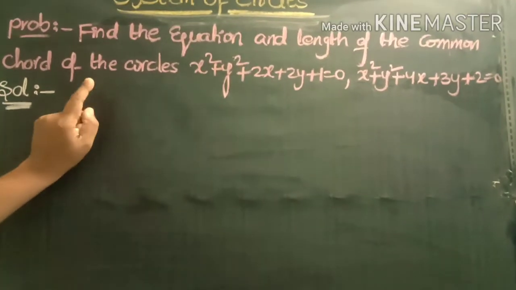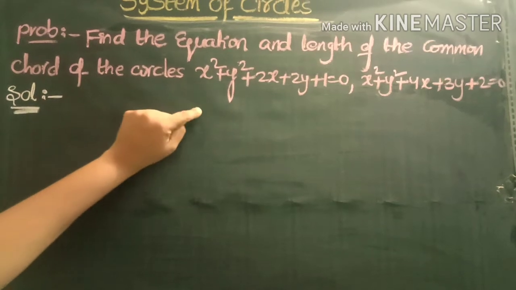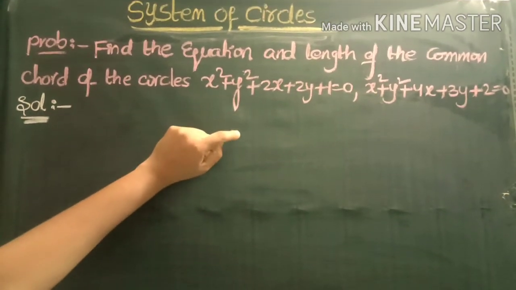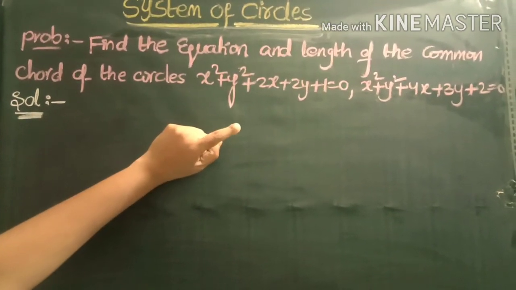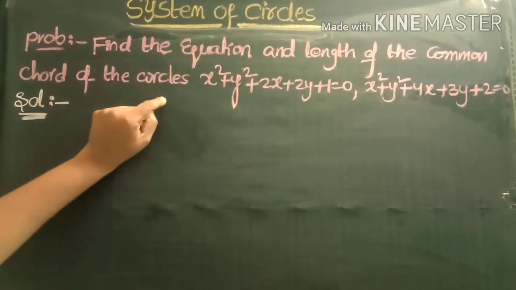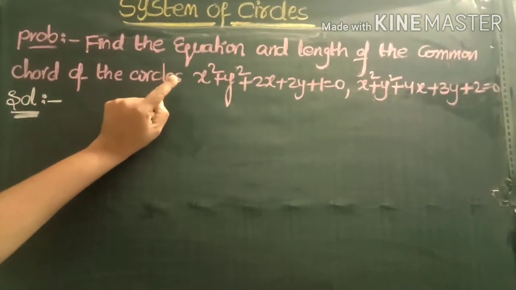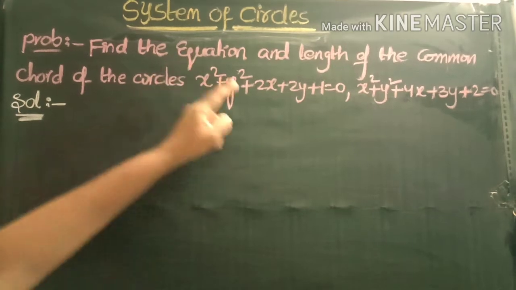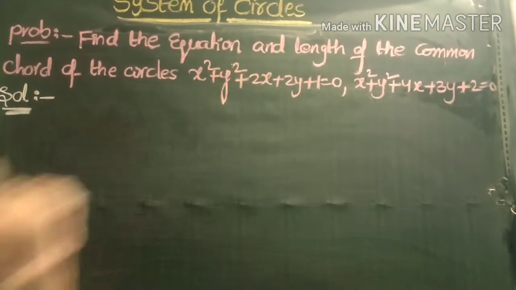Find the equation and length of the common chord of the circles x square plus y square plus 2x plus 2y plus 1 is equal to 0, and x square plus y square plus 4x plus 3y plus 2 equal to 0. That is, find the equation of the common chord and find the length of the common chord.